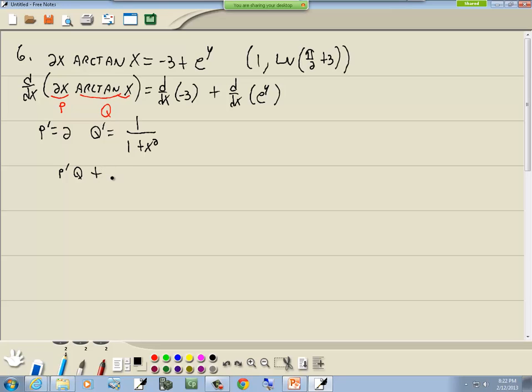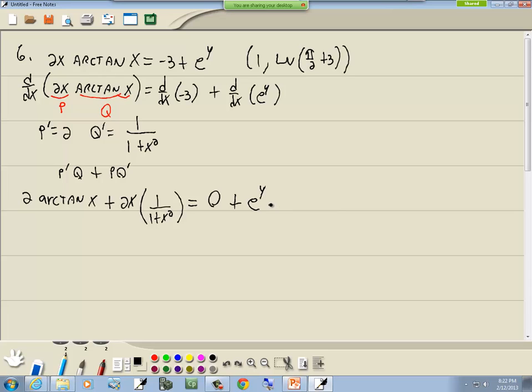We got p prime q plus p q prime. So let's plug in. P prime is 2 times q, that's arctangent x, plus p, which is 2x, times q prime, which is 1 over 1 plus x squared, equals the derivative of -3, which is 0. And the derivative of e to the y is e to the y. The derivative of e to the power doesn't change. It's just e to the power.